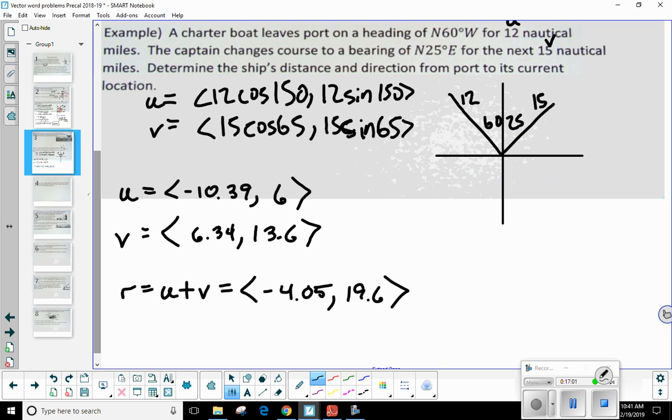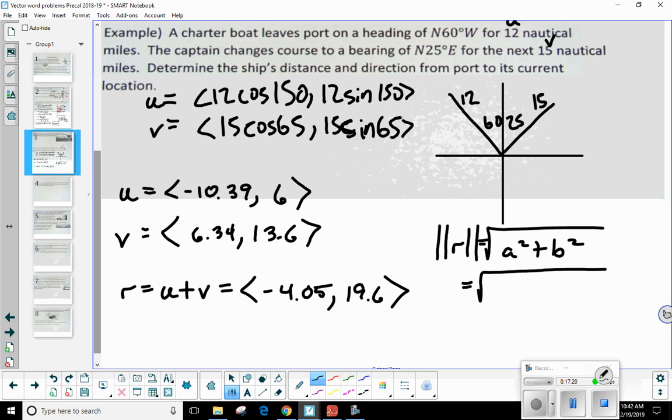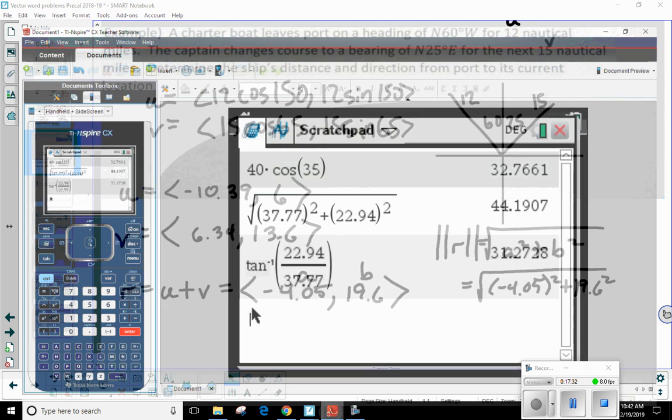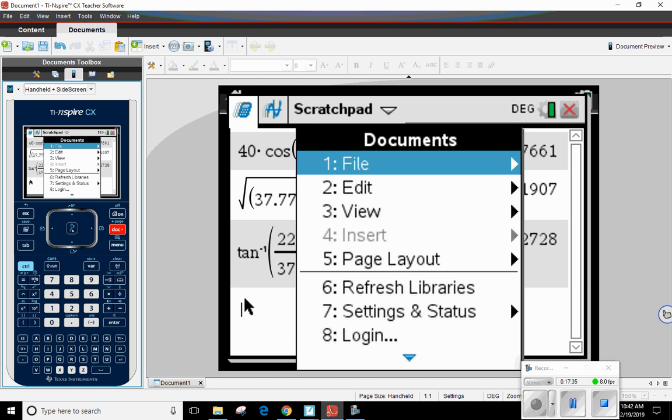Okay. Now, here's the thing. In order to find the magnitude, the distance that the ship is now from port, what's the formula again? Okay. So the magnitude is the square root of a squared plus b squared. Remember, a and b are coming right from this. So negative 4.05 squared plus 19.6 squared. And that should give me the number of nautical miles that the ship is from port. Let's see if this works out nicely.